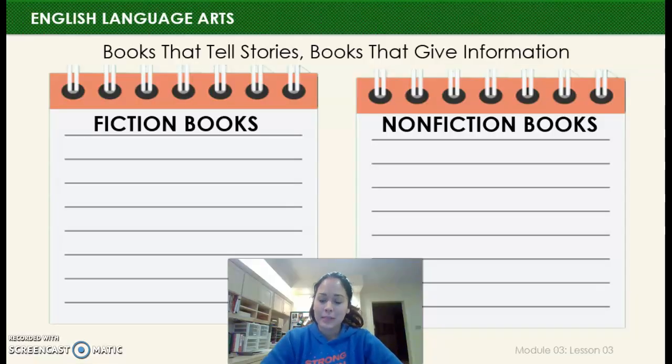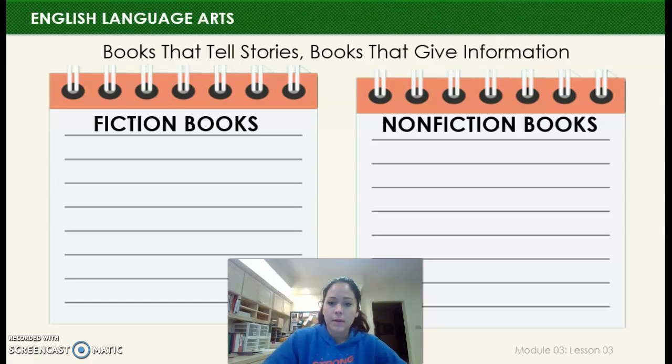Okay, thank you for completing that slide 5 in your Buzz lesson. I wanted you to complete the activities to see the difference between books that tell stories and books that give information. So if you did that, you know that fiction books are books that tell stories. And we read a lot of fiction books in first grade. Now, nonfiction books are books that give information or facts.